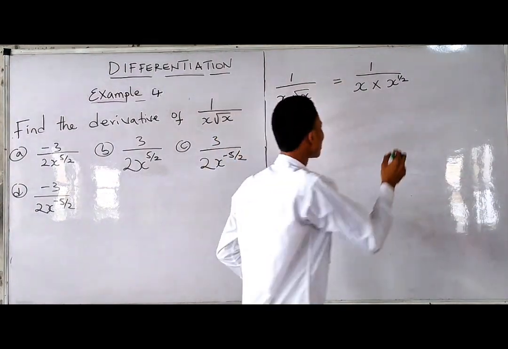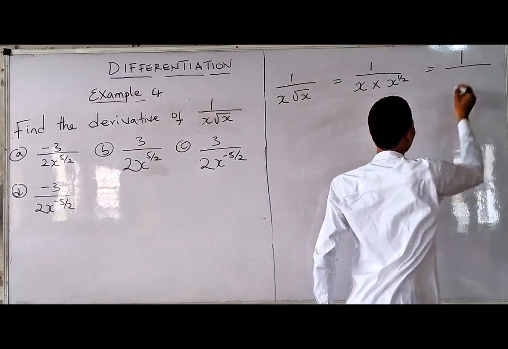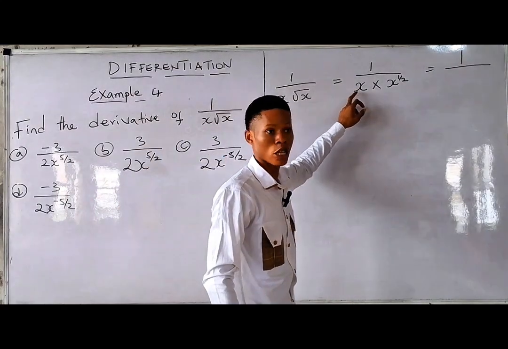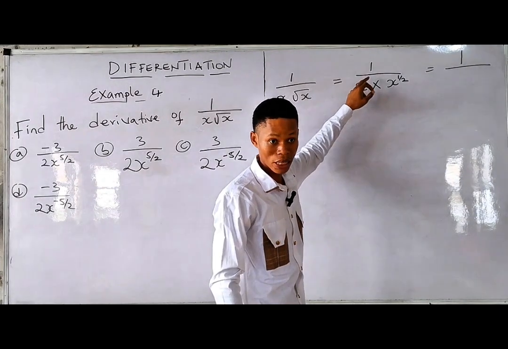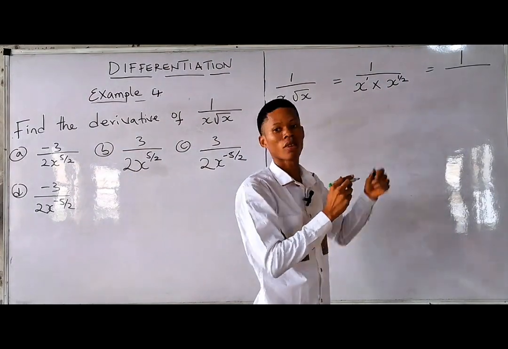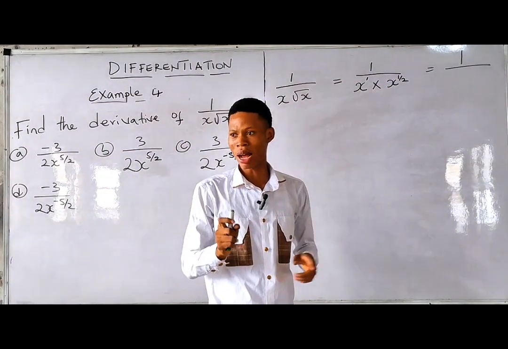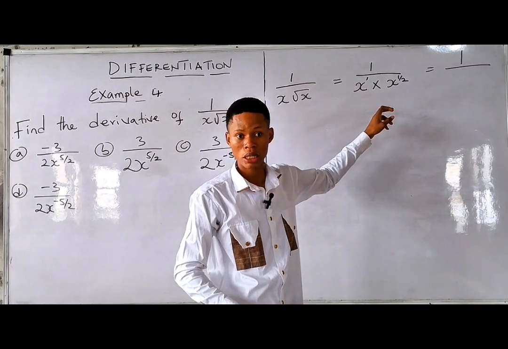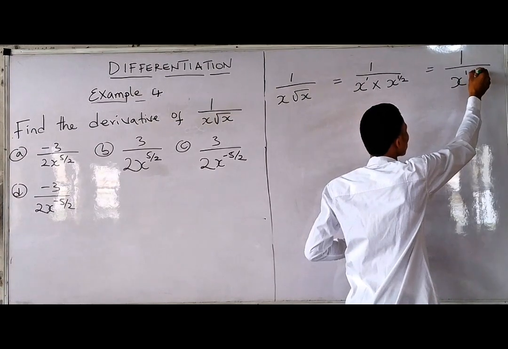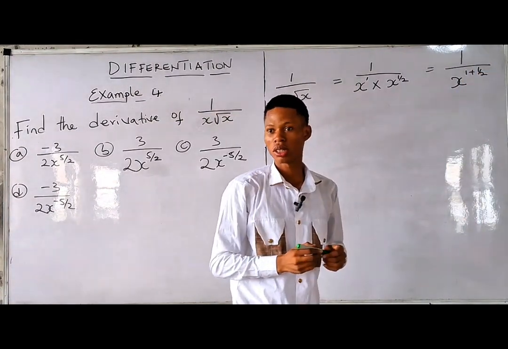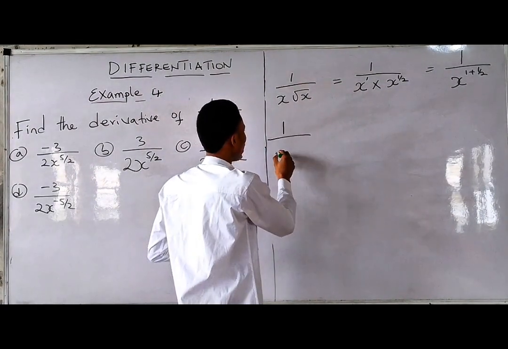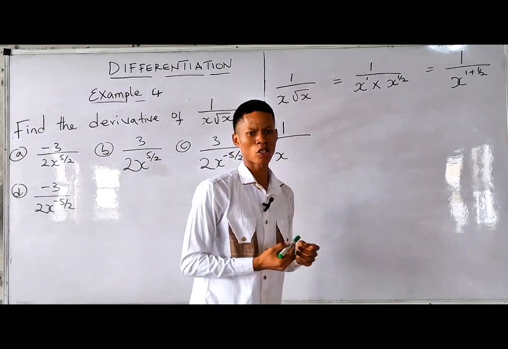Good. Now this is the same thing as saying 1 over, and from the laws of indices, I'm having the same base here. X is the same thing as x raised to power 1, right? So this is the same thing as x raised to power 1 times x raised to power half. Now, when the bases are the same and you have multiplication there, what do you do to the powers? You add, right? So this is the same as saying x raised to power 1 plus 1 over 2, is it not?